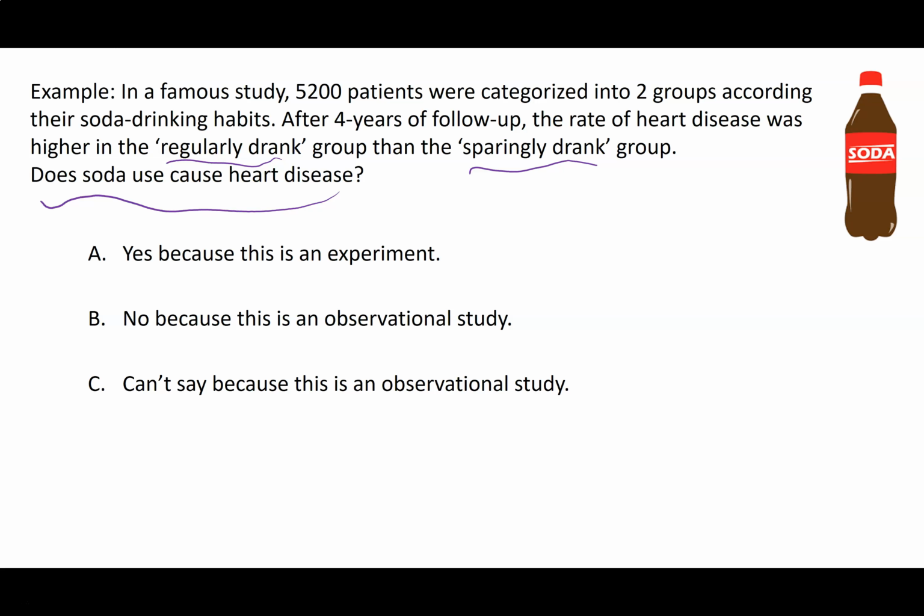So things to consider. There are two groups, right? Regularly drink and sparingly drink. How did people get into those two groups? If we randomly assign them into those two groups, we have an experiment. But I don't know about you, I would hate to be the researcher trying to randomly assign people to regularly drink soda or rarely drink it for 4 years. People won't listen to you. They won't. They'll do what they want. So this is not an experiment. I would argue this is not.